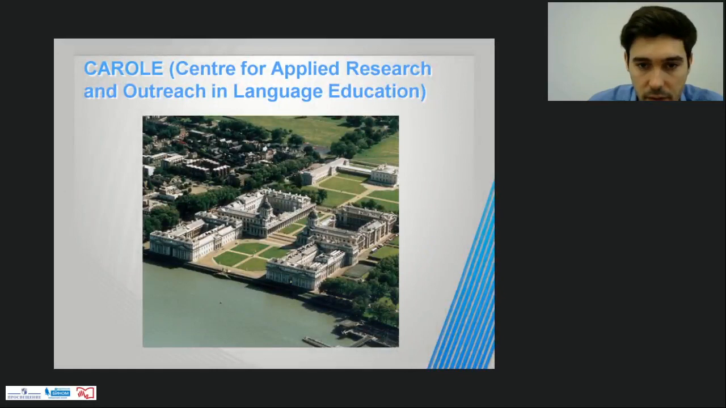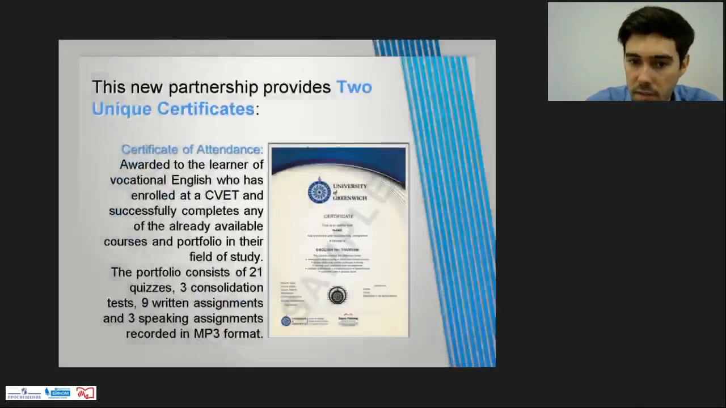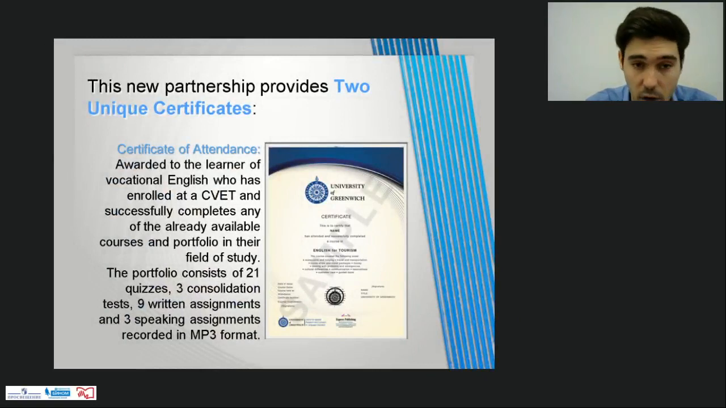If I just skip through some of these, we offer two different certificates. One of the certificates is the certificate of attendance. These are awarded to learners that participate in the Interveng course. They enroll at an exam center and complete the courses with a portfolio.